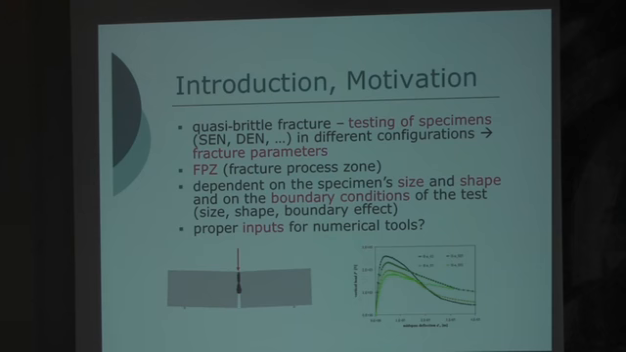So once more, quasi-brittle fracture is complicated. Testing these materials is necessary in different loading combinations to obtain so-called fracture parameters, which are always dependent on the so-called fracture process zone, a zone in front of the propagating crack, which can characterize the quasi-brittle embrittlement of the material.